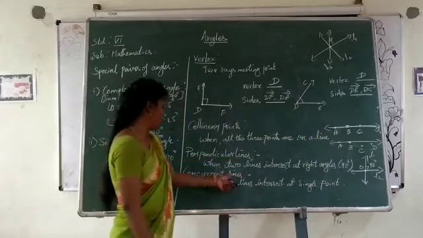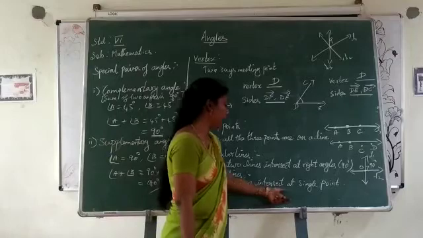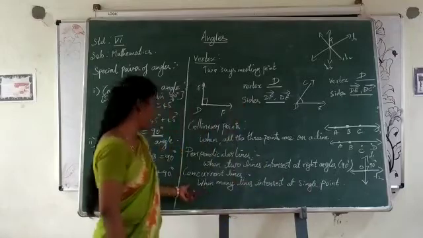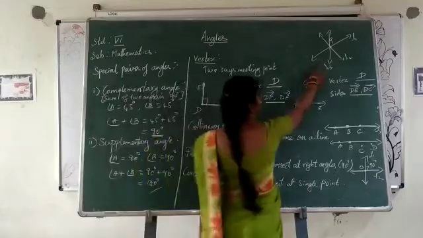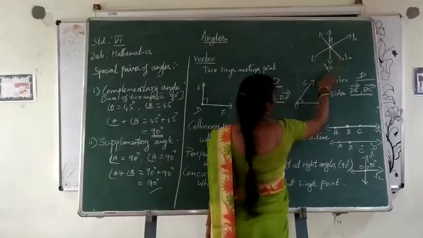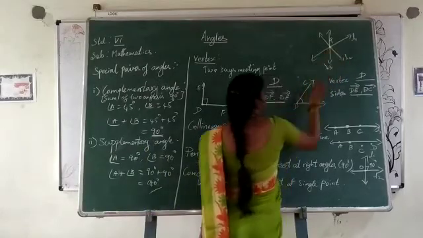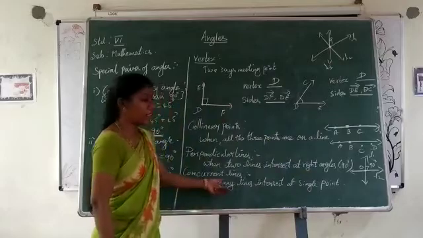Last one is concurrent lines. When many lines intersect at a single point, they are known as concurrent lines. Consider this example. Lines L1, L2, L3 meet at the same common point P. It is known as concurrent lines.